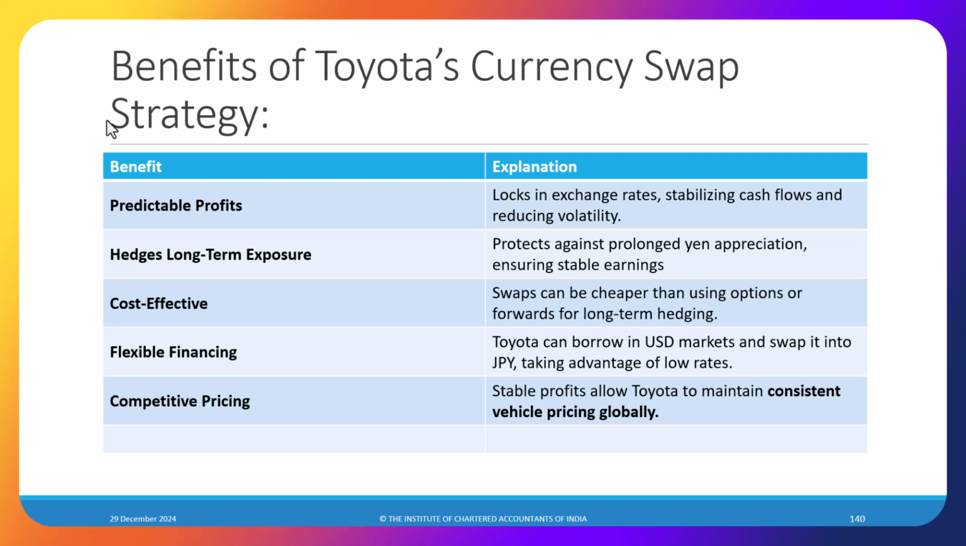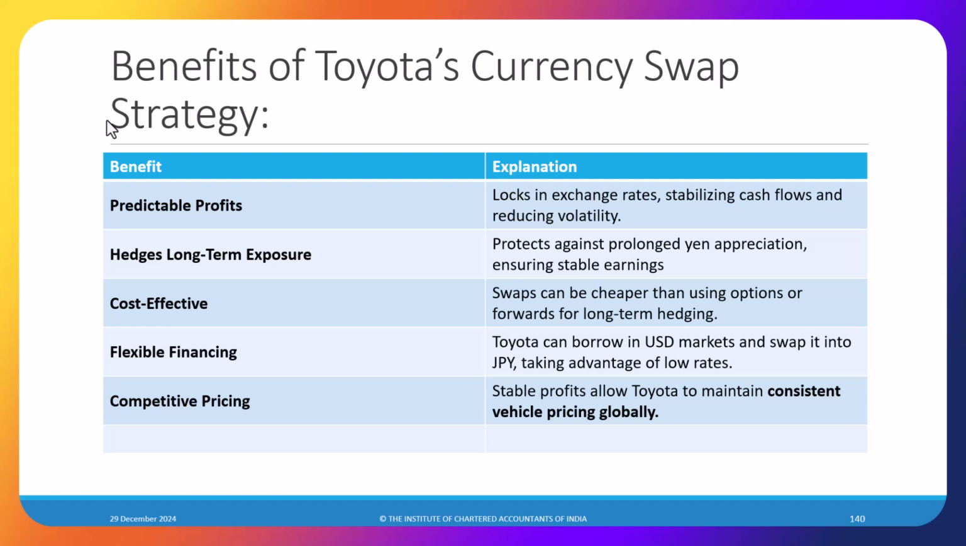Flexible financing, Toyota can borrow in USD markets and swap it into Japanese yen, taking the advantage of low rates. Competitive pricing, stable profits allow Toyota to maintain consistent vehicle pricing globally.